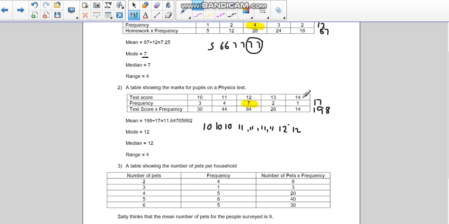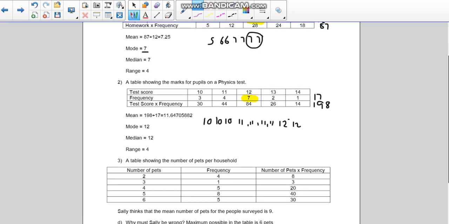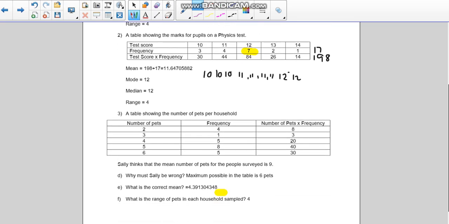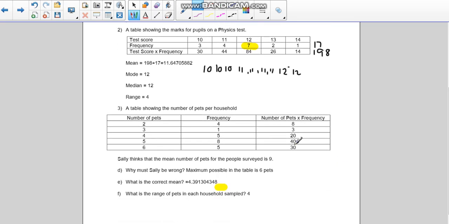And the range is the highest, take away the lowest, so 14, take away 10. Last question, we've got number of pets per household. So again, make sure this is filled in correctly here. Your total should be, okay, so this is 101 and this is 23 here. Now this question says, Sally thinks that the mean number of pets for the people surveyed is 9. Why must Sally be wrong?